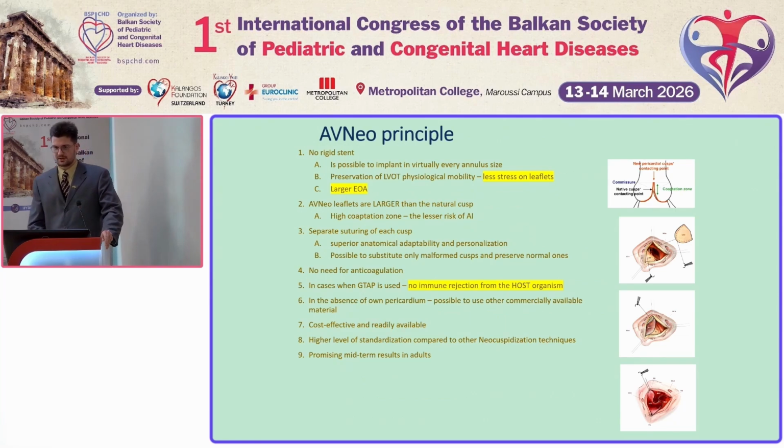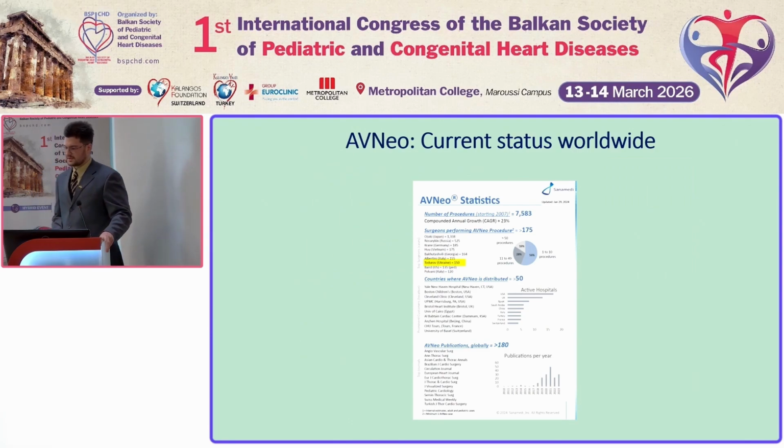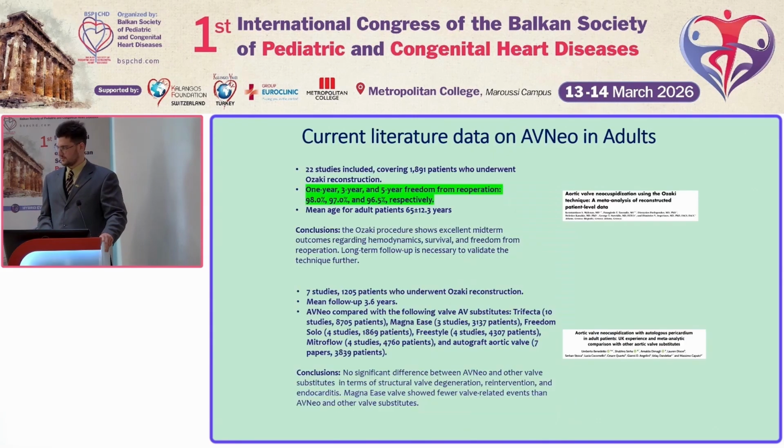The principle and unique characteristic of the aortic valve is that, due to its fan-shaped structure, it has less stress on leaflets. It helps create a larger effective orifice area for patients, decreasing the incidence of prosthesis-patient mismatch, and as the child's pericardium is its own tissue, there is no immune rejection from the host organism. Currently, more than 8,000 AV neo procedures have been performed worldwide. Our Heart Institute is one of the leading 10 clinics in the world by number of procedures performed.